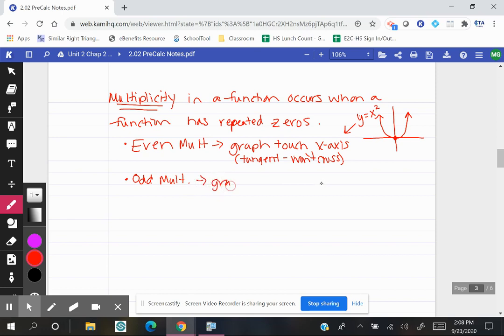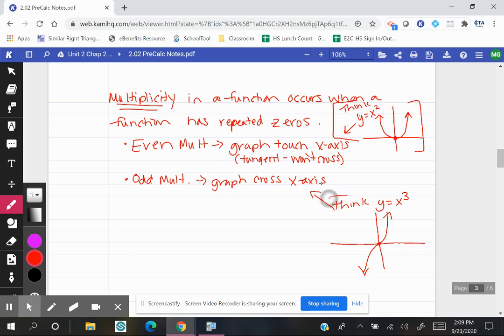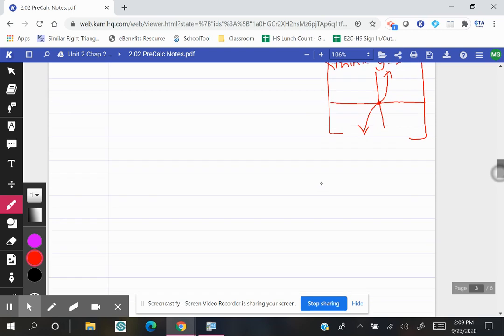For an odd multiplicity, it's going to cross through. So the graph will cross the x-axis. For that one, think about y equals x to the third. So you have an odd exponent. It's x to the third. So when you cross through at 0, 0 again, it'll be an odd multiplicity of 3. So it will cross through. So these are just little hints to help you remember even and odd multiplicity and what happens at them.